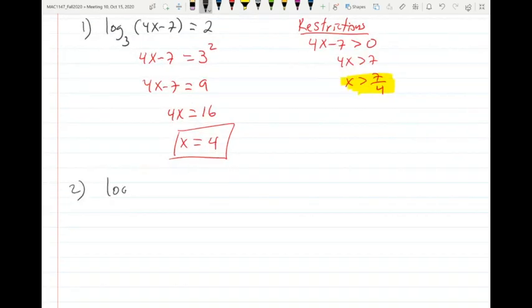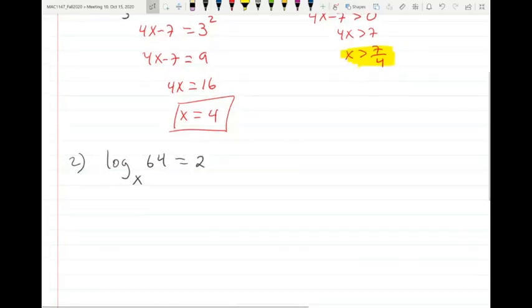How about this one? Log base x of 64 equals 2. So this time we have an equation, and it's a logarithmic equation because we see the log in here, but now the x is in the base. In the first example, it was in the argument of the log, now it is in the base of the log. Not a problem at all. How can we do this? Let's get rid of the log by writing this as an exponential. What would be the corresponding exponential form of this equation? Who can tell me? If you want to write this in exponential form, how would it look?